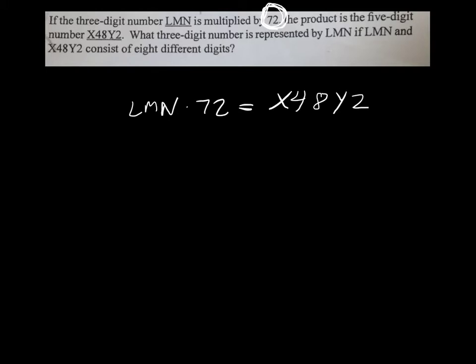That means this number right here is divisible by 72, which means specifically it's divisible by 8 and 9. And all of the divisibility tests are in terms of the digits. So we need to figure out what x and y are according to the rules of divisibility.